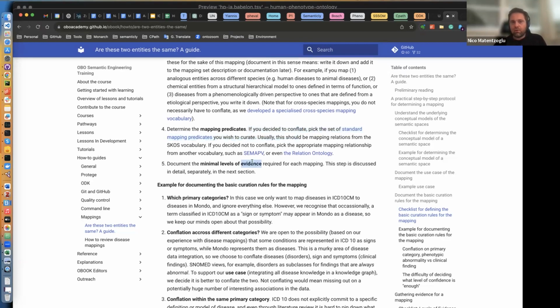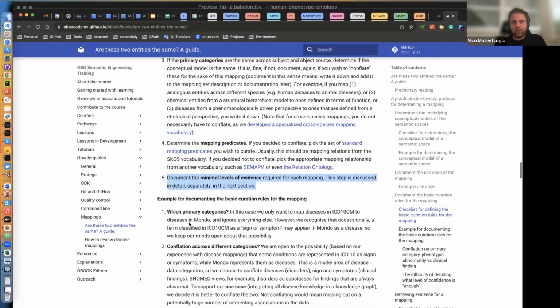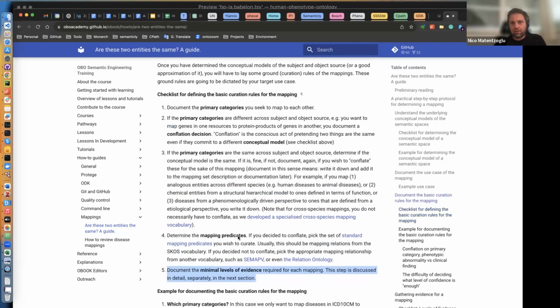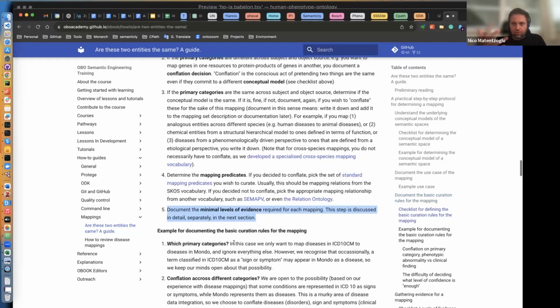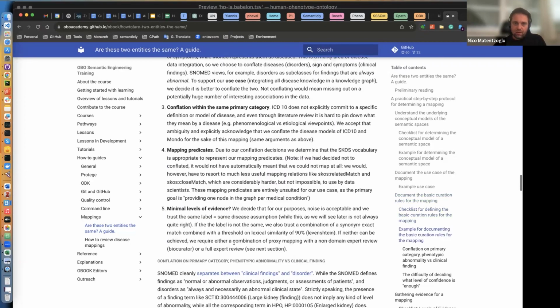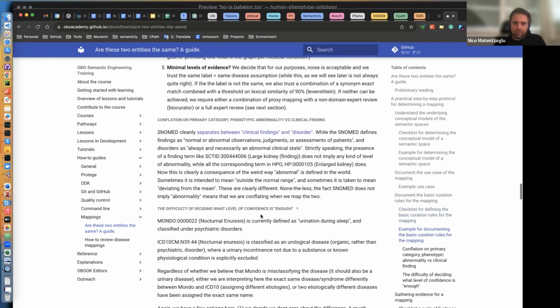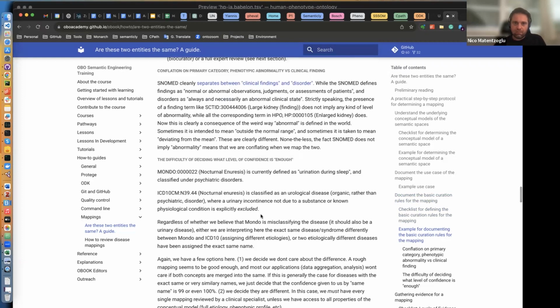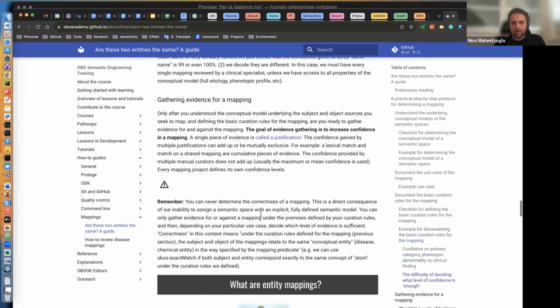Yeah, and then you write down what's the minimal levels of evidence that you expect for each of these mappings to be true, to integrate it and to take it into account. All right, let's jump a bit forward here. These are some explanations and some further examples that you can use, but I want to make sure that we have a lot of time for the next section.